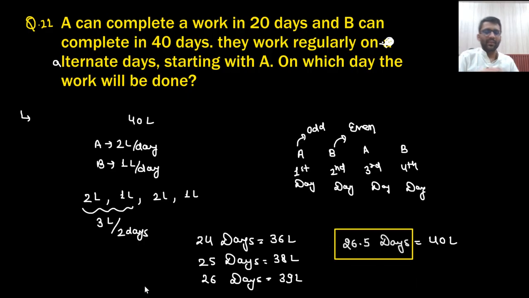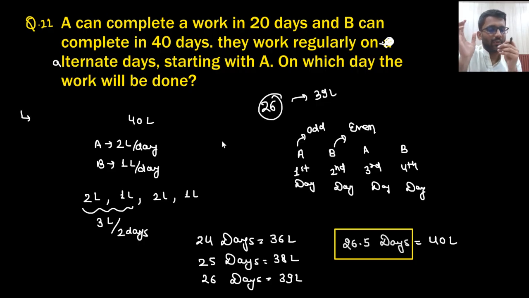So always try to get near to 40. So 3 laddu were eaten in the gap of 2 days. So in 26 days, we would have eaten 39 laddus. So now we need to eat 1 laddu, and the next day A will come. A can eat 2 laddus in one day. Now he needs to eat only 1 laddu. That means in 0.5 days only he will be able to complete it. So 26.5 is the answer.